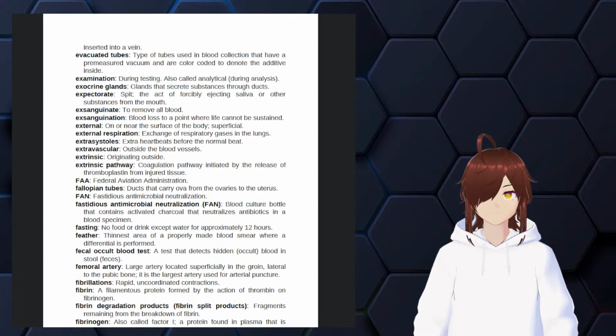Examination, during testing, also called analytical, during analysis. Exocrine glands, glands that secrete substances through ducts. Expectorate, spit, the act of forcibly ejecting saliva or other substances from the mouth. Exsanguinate, to remove all blood. Exsanguination, blood loss to a point where life cannot be sustained.